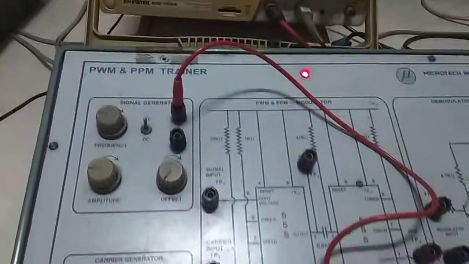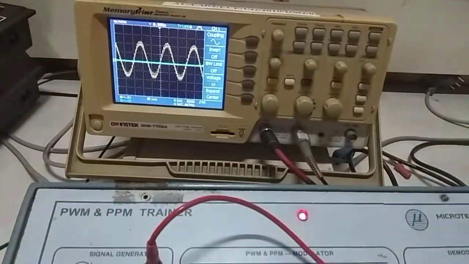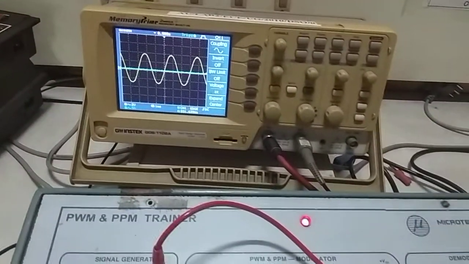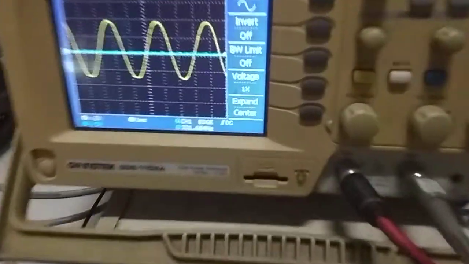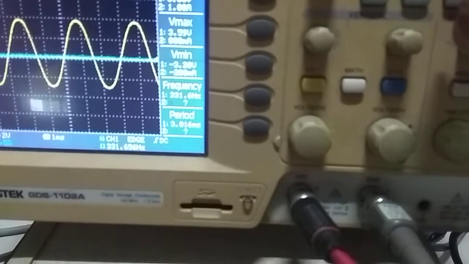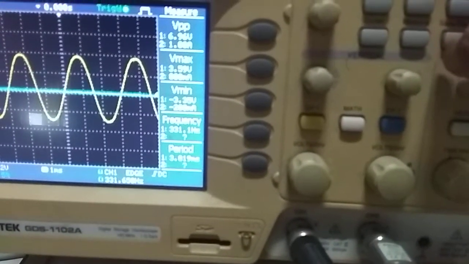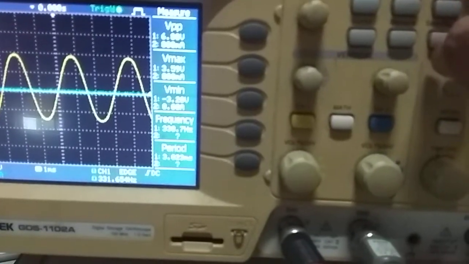Next, this is the message signal. So we have to set it properly, right? We can check that the frequency is 330 Hz and the amplitude is 3.59 volt.